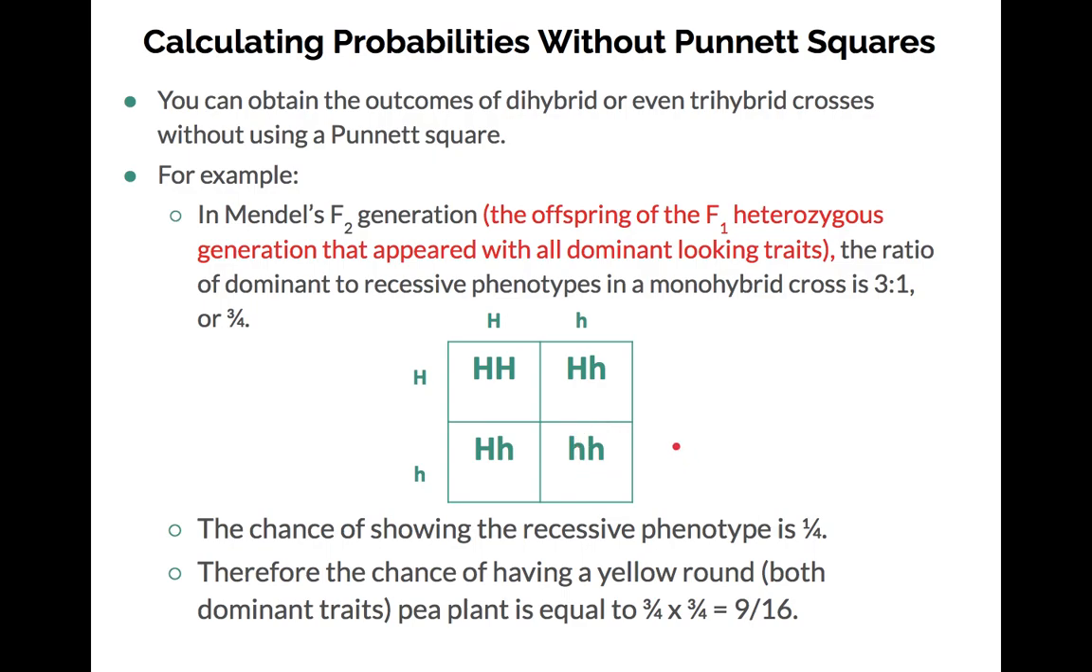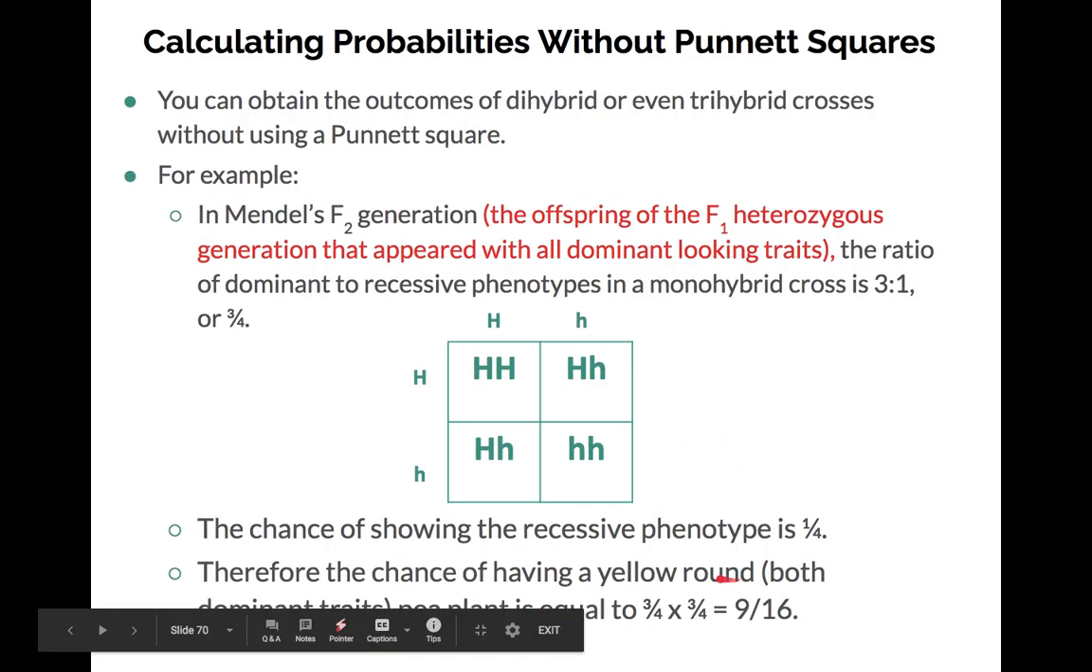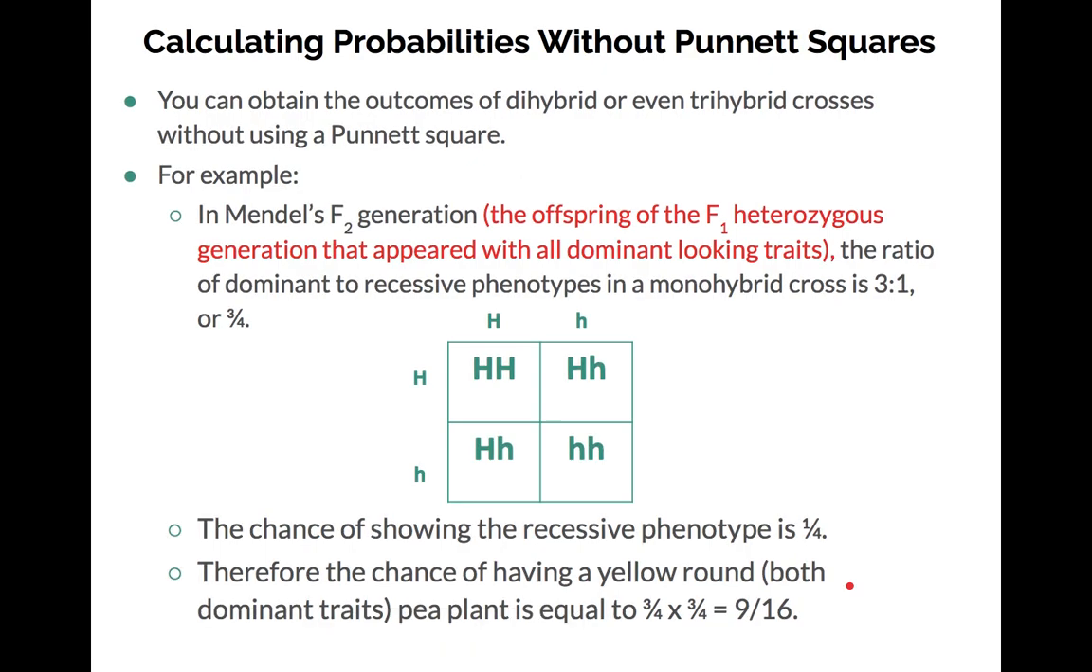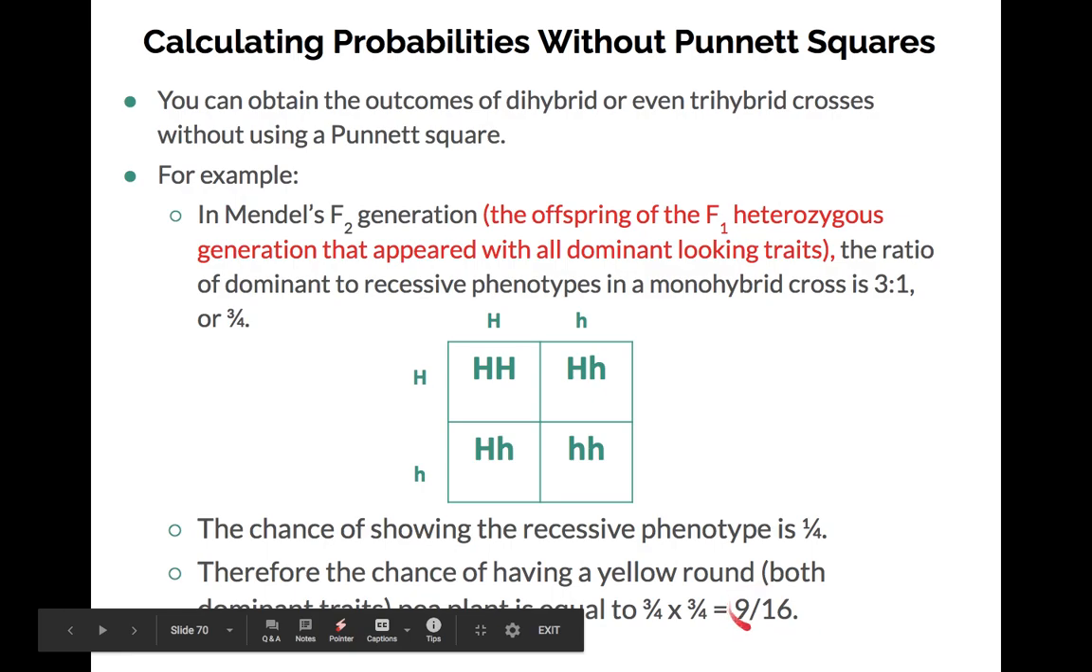Now, why does this matter and how can we use this? Because we can multiply. If you remember when we did our coin toss, heads and tails, the chance of flipping heads 3 times in a row was a half times a half times a half. We're going to do something similar here. So if we multiply the chance of having yellow and round, which were both dominant traits, it would be 3/4 times 3/4, and we would end up getting a 9 out of 16 chance.